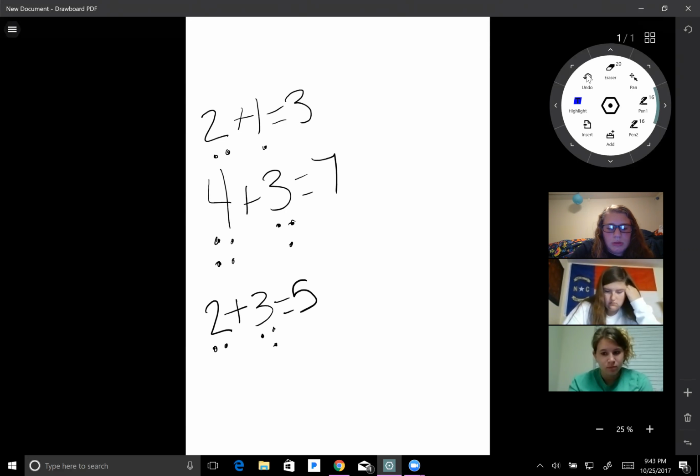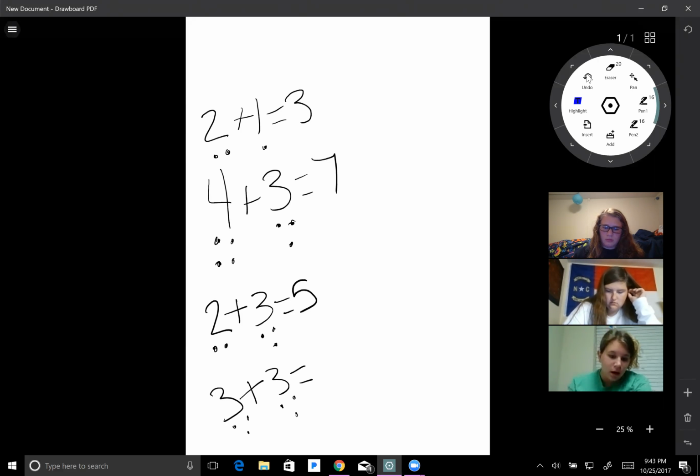And then the next problem can be this. Will someone do that one for me? You'll do 3 dots and 3 dots. 1, 2, and the answer is 6. Good job. One last problem.